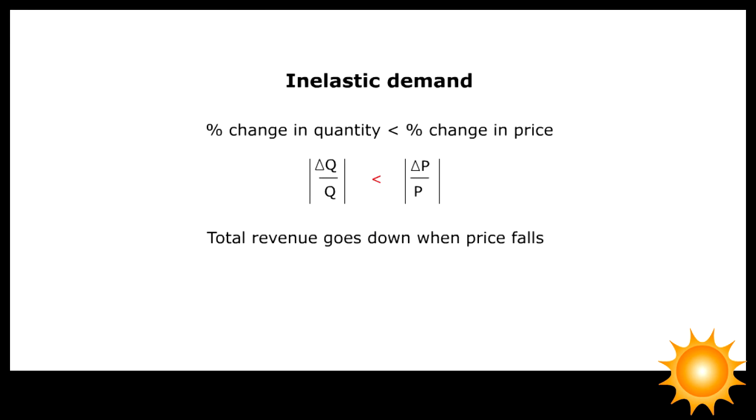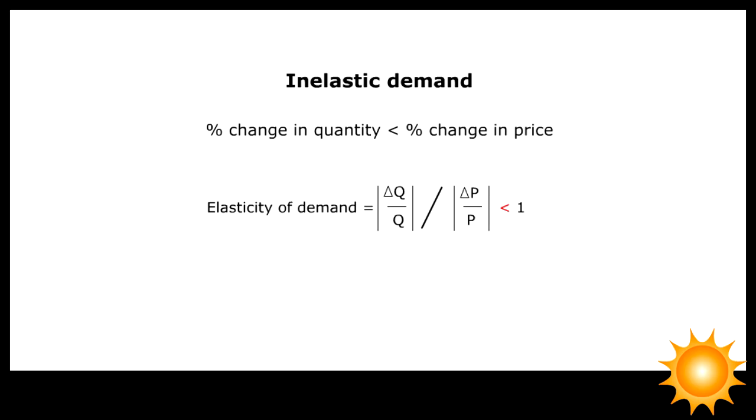Any further price decrease beyond the maximum total revenue point will lead to lower revenue because the percentage change in quantity will be smaller than the percentage change in price. When that happens, demand is said to be inelastic, and the elasticity of demand has an absolute value less than 1. For example, a 10% price decrease leading to a 5% quantity increase will give you an elasticity of demand with an absolute value less than 1.